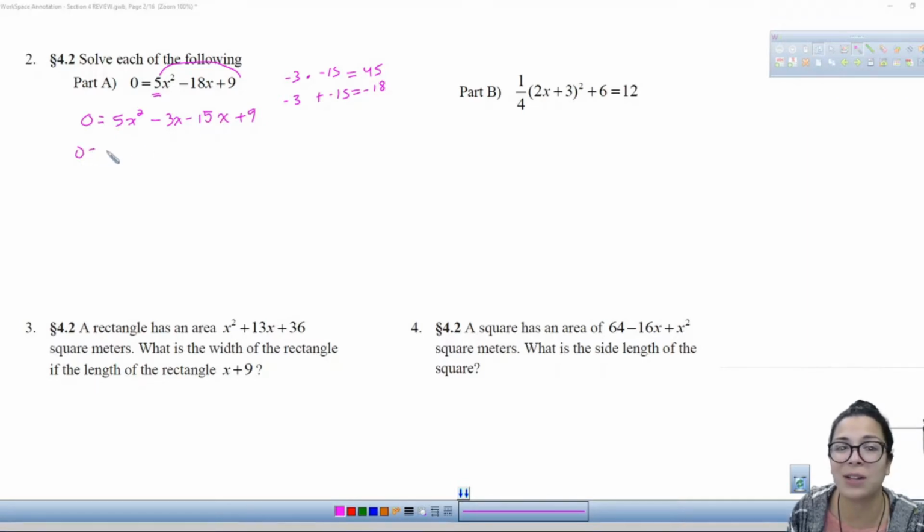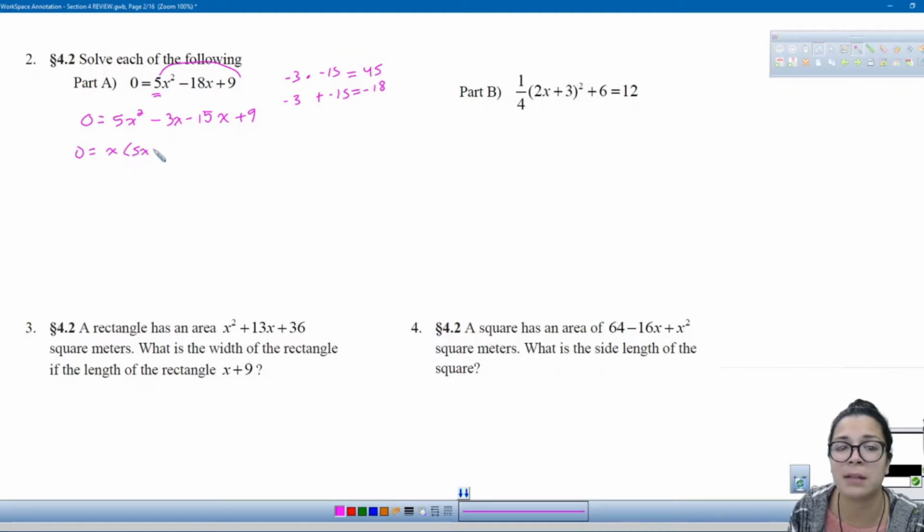From the first two, I could factor out just x. That leaves me with 5x minus 3. From the last two, I could factor out negative 3, which leaves me with 5x minus 3. Then I can factor out 5x minus 3 from both, and that leaves me with x minus 3.